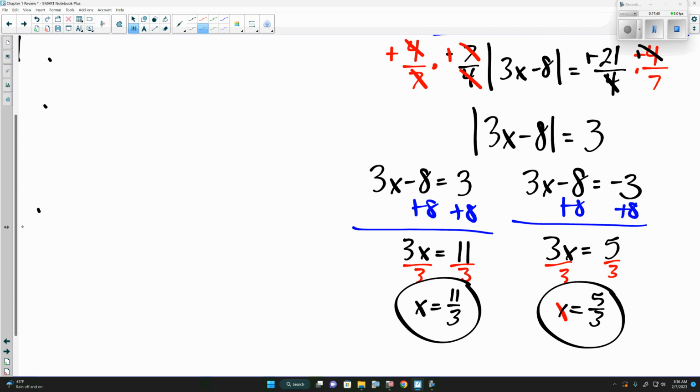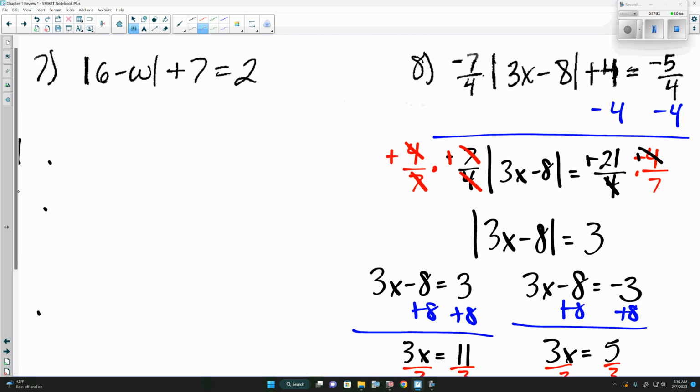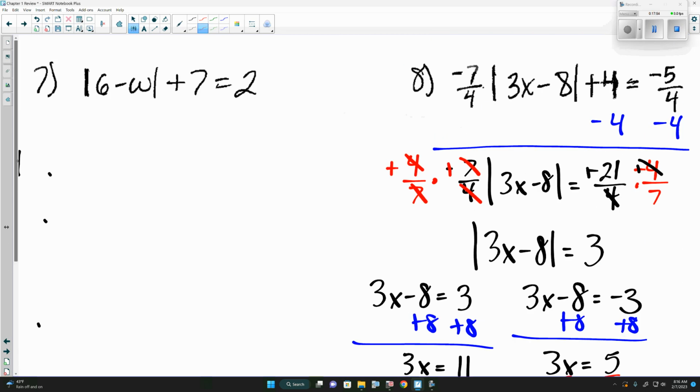Now again, if you feel like the numbers are really weird and you don't trust them, plug them back into the original problem. Plug them back in and see if you get a true statement. So we got negative 5/4.